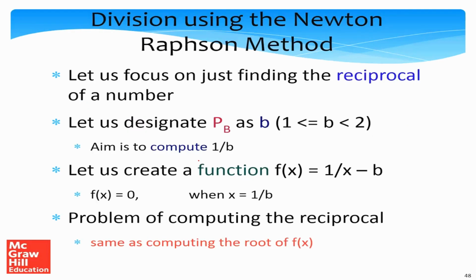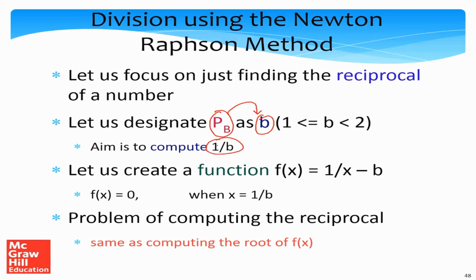Alright, so let us now use a slightly different kind of method to find the reciprocal of PB, using a different method called the Newton-Raphson method. So Newton-Raphson and Goldschmidt are similar methods, but let's at least for the sake of it learn a new method. So given any number, let's try to find the reciprocal of the number. So let us designate PB as a generic number B, where B is of the same range, 1 is less than or equal to B, which is less than 2. So the aim is to compute 1 by B.